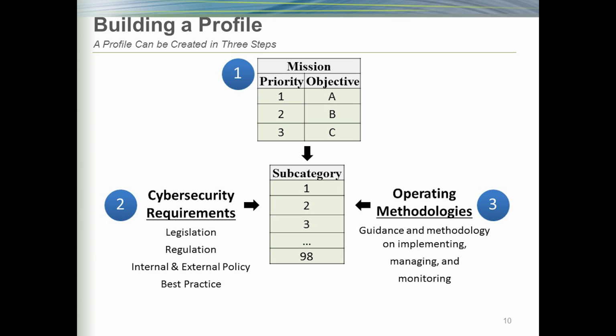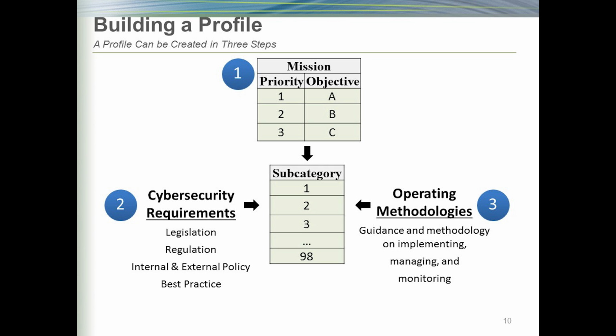Mission or business objectives we talked through. Cybersecurity requirements: legislation, regulation, internal and external policy, best practices. This is the type of stuff that I mean when I say cybersecurity requirements. They can come from all sorts of different places, and I'm sure others that I didn't list. And then your operating methodologies. This can be technical guidance. This is also where things like security controls live.